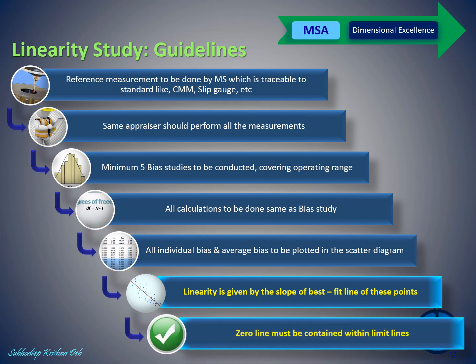Okay, and the acceptance criteria is that the zero line must be contained within the limit lines, meaning the upper limit and the lower limit lines that we have constructed in the graph should contain the zero line. Okay, so this is the linearity study. We covered the linearity study over here, wherein we understand whether our system is linear or not.